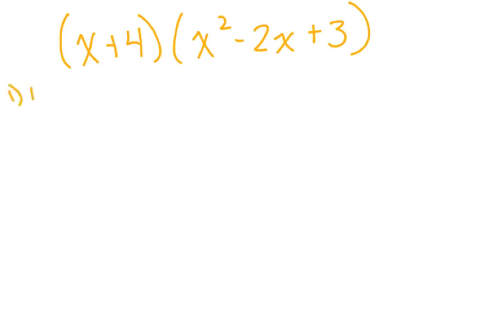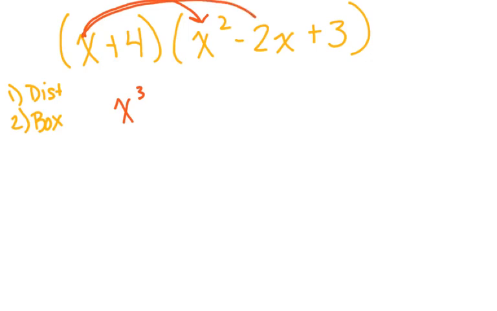You can either use your distributive method, or again, you can use the box method. It doesn't matter which one you want to do. For the first one, I will use the distributive method, and then I'll do one with the box method. So you're going to do x times x squared, which gives you x cubed, because remember, again, you add those exponents. X times negative 2x gives me negative 2x squared. And x times 3 is 3x.